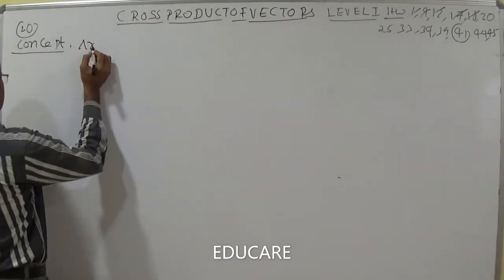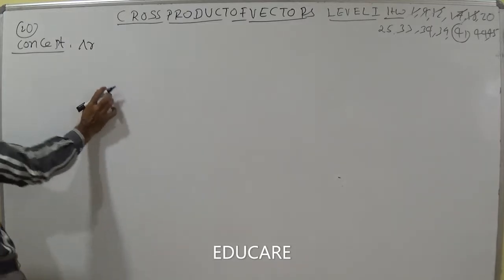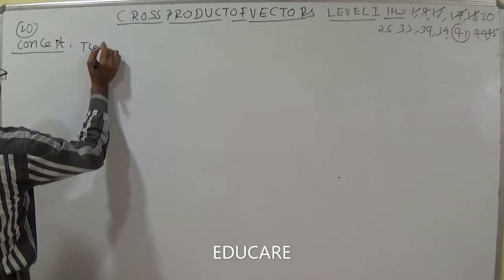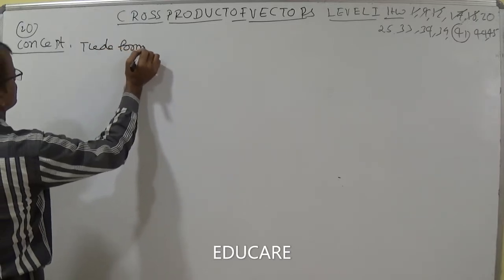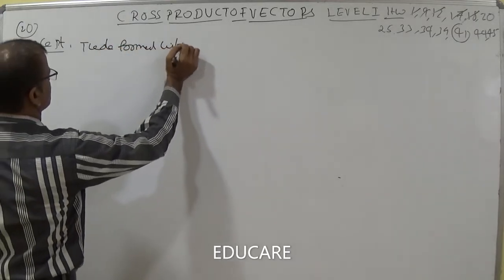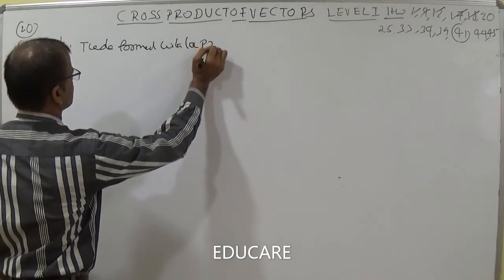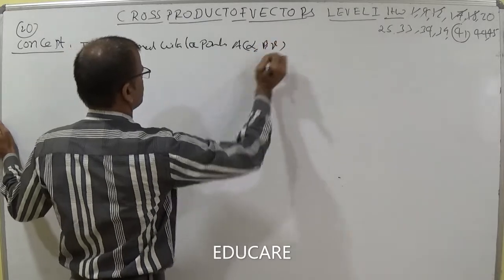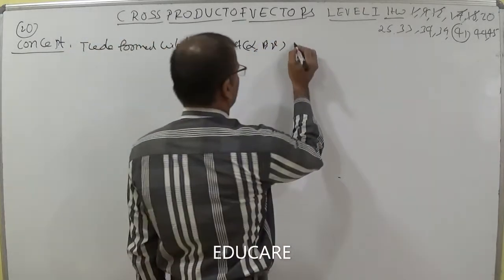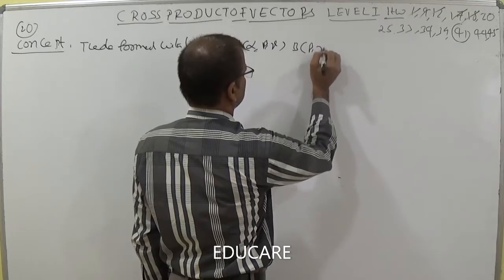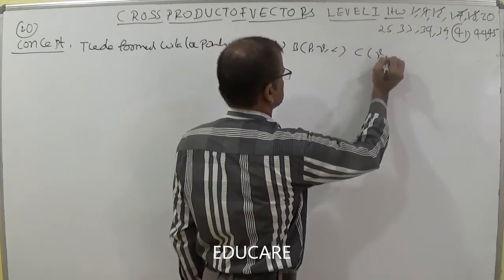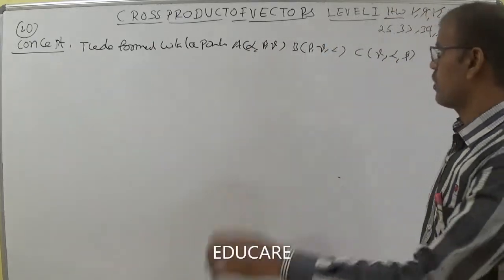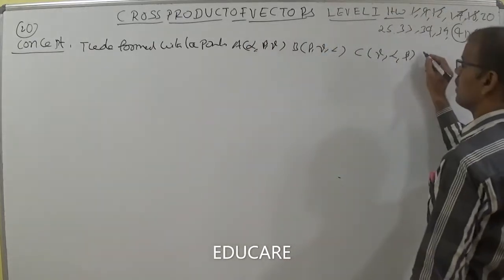Area of the triangle formed with the points: capital A (alpha, beta, gamma), capital B (beta, gamma, alpha), capital C (gamma, alpha, beta). These are called cyclic expressions: alpha, beta, gamma, alpha, beta.